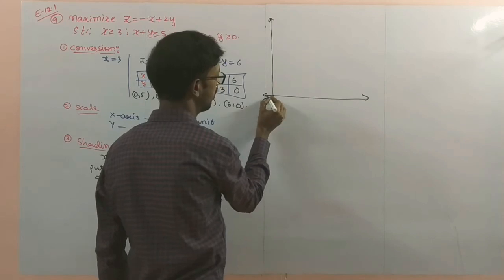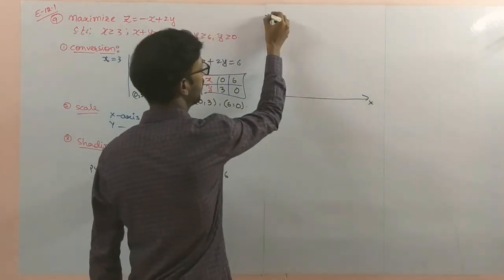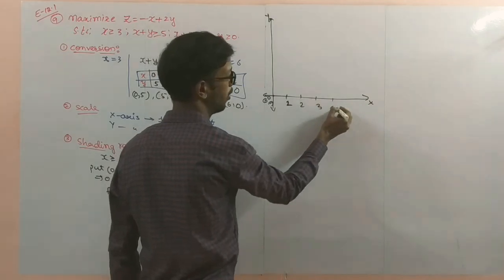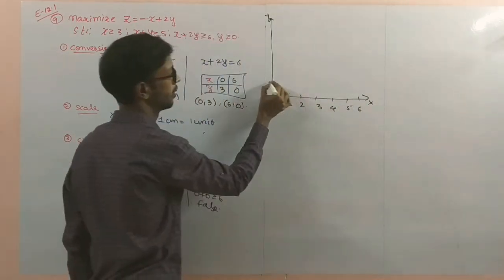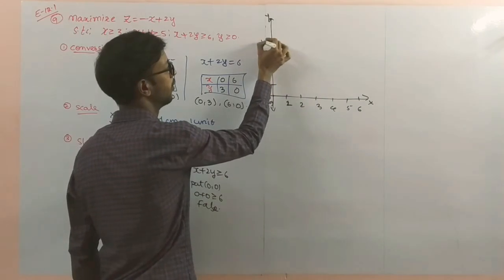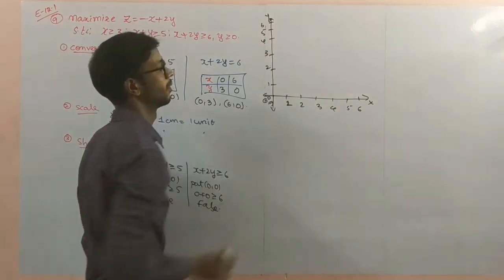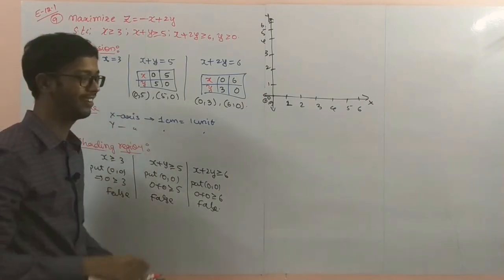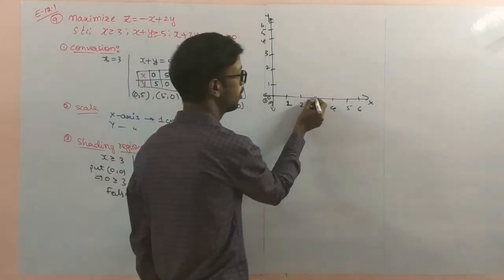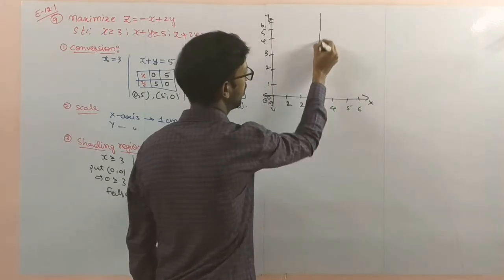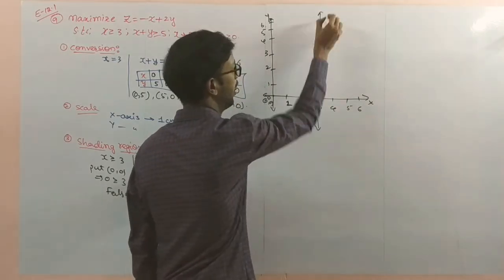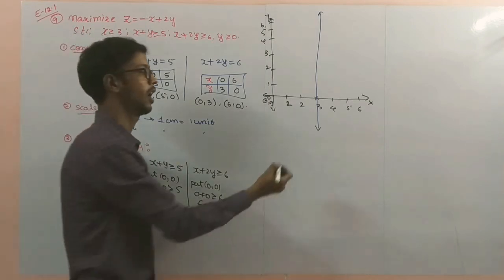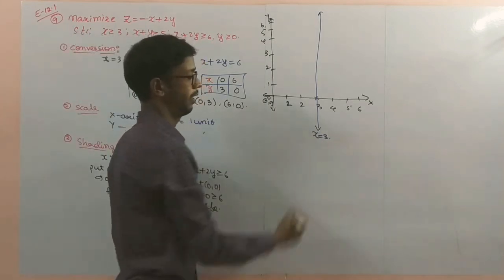This is the x-axis, y-axis, with marks 1, 2, 3, 4, 5, 6. Now take the first equation, x equal to 3. X equal to 3 means this total line, x equal to 3 only. Passing through the point 3, parallel to the y-axis, you have to draw that. That is the x equal to 3 line.